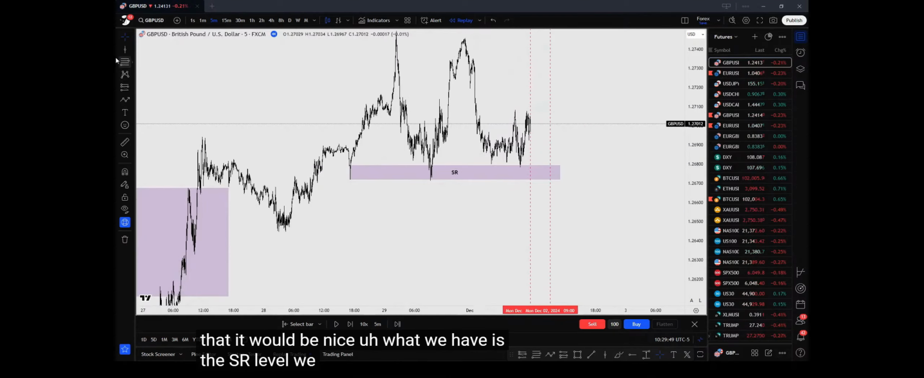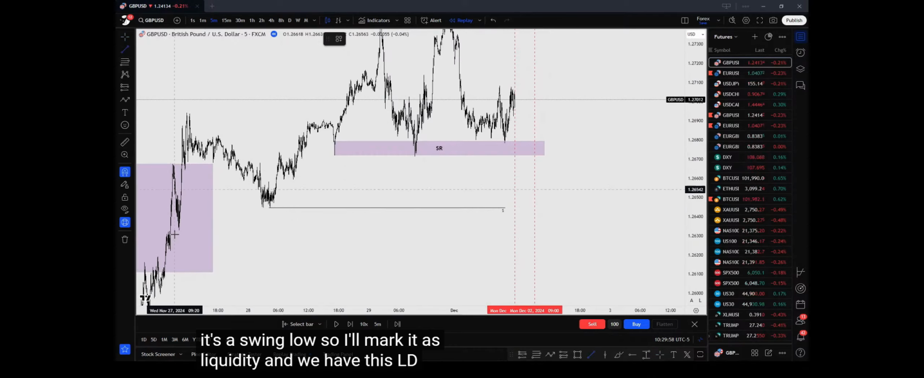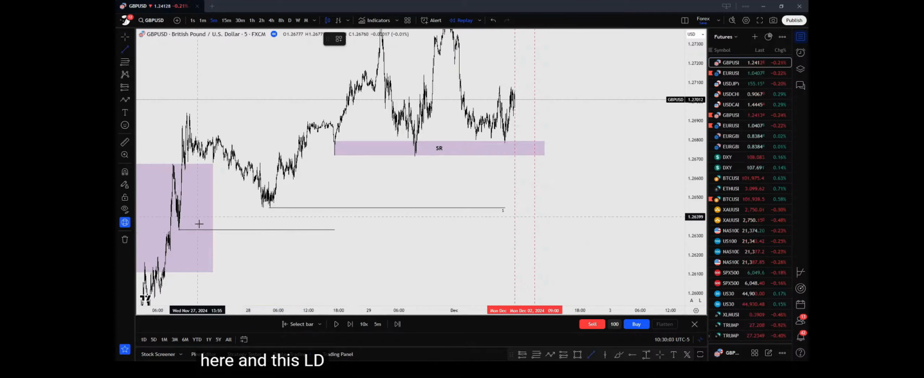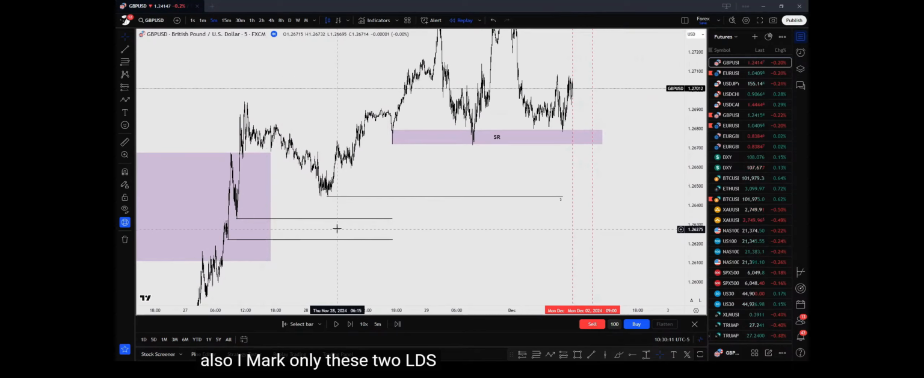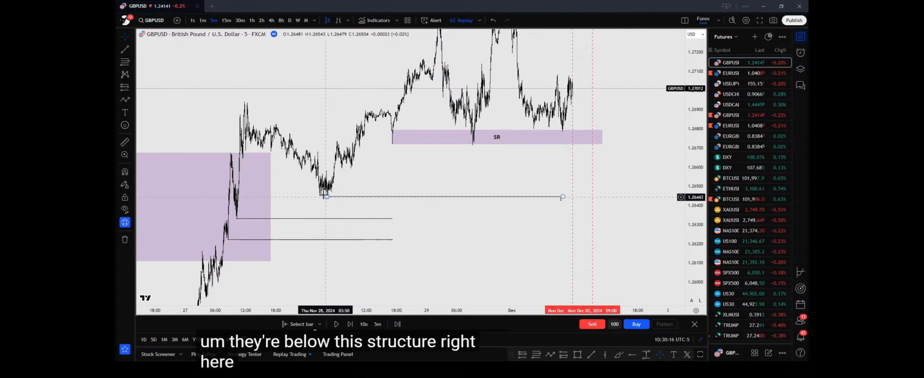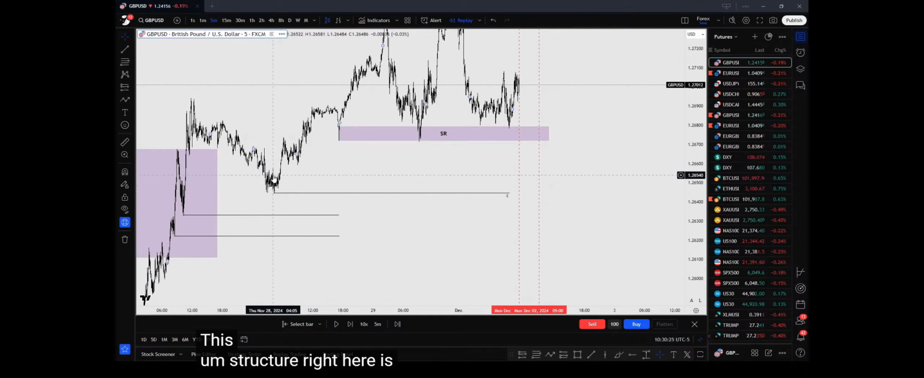What we have is the SR level. We have this swing low. This is not an LD, it's a swing low, so I'll mark it as liquidity. And we have this LD right here, and this LD also. I mark only these two LDs because they're below this structure right here, this obvious structure. This is also an LD of this range, but going long above this structure right here is risky. We don't want to do that.